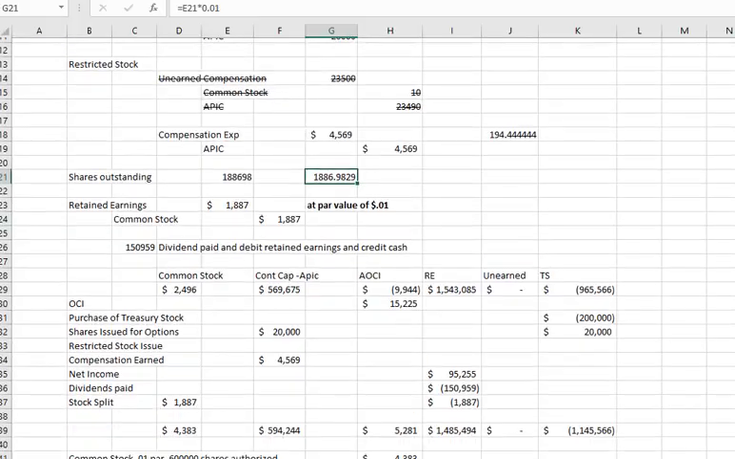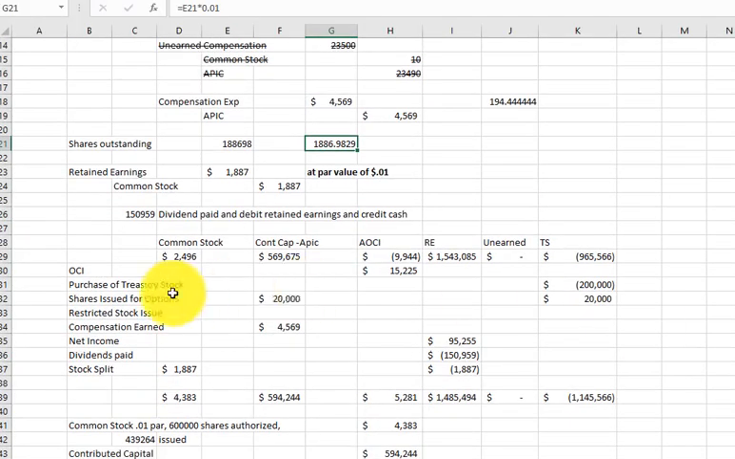So going down, don't forget the dividend paid. Once we have this stock dividend taken care of, our new stock outstanding, we pay them the dividend. We take what we had, multiply by 2, and then we get 40 cents per share as dividends paid, and that's a debit retained earnings and a credit to cash.